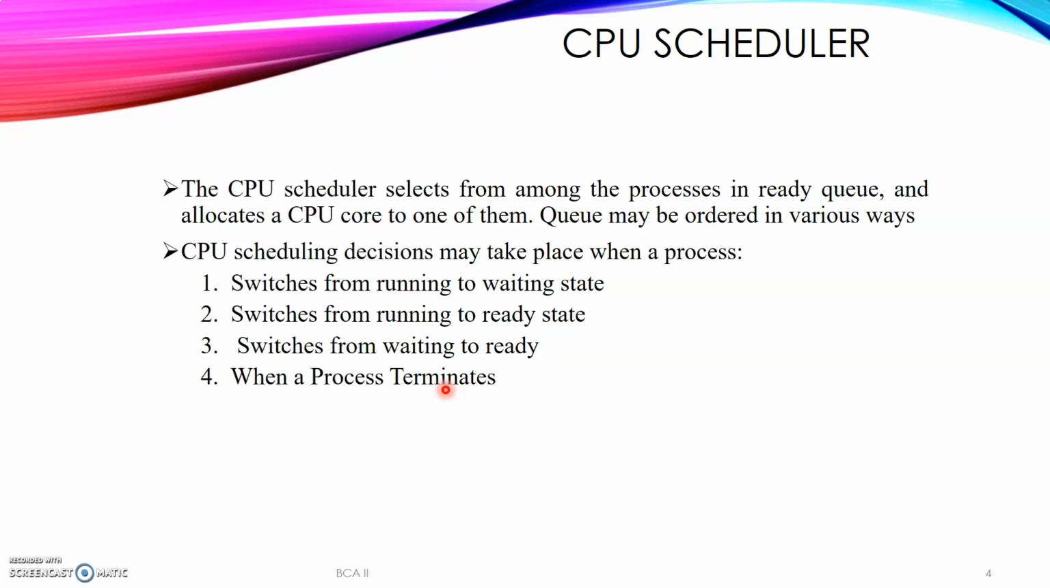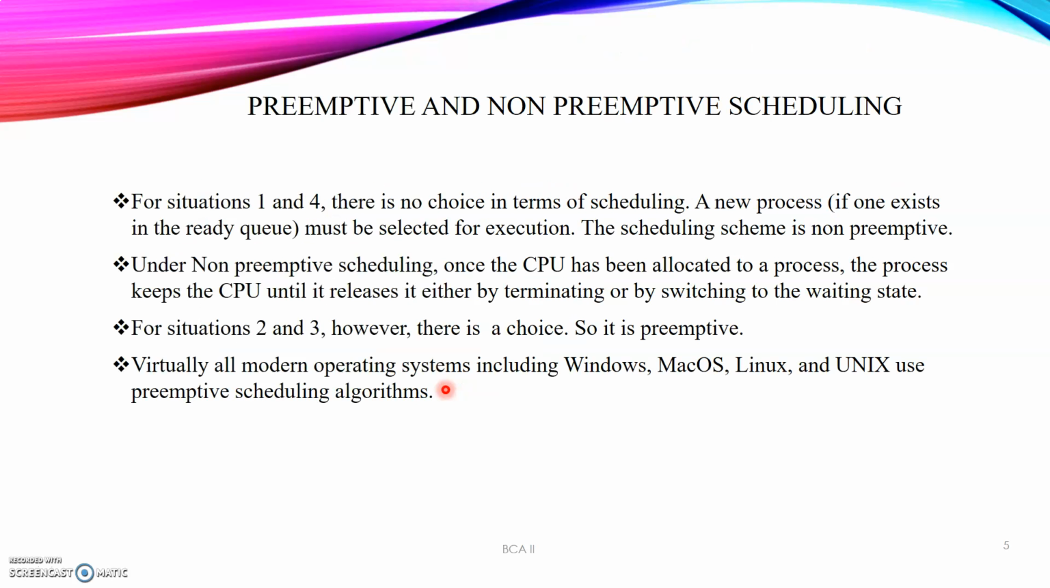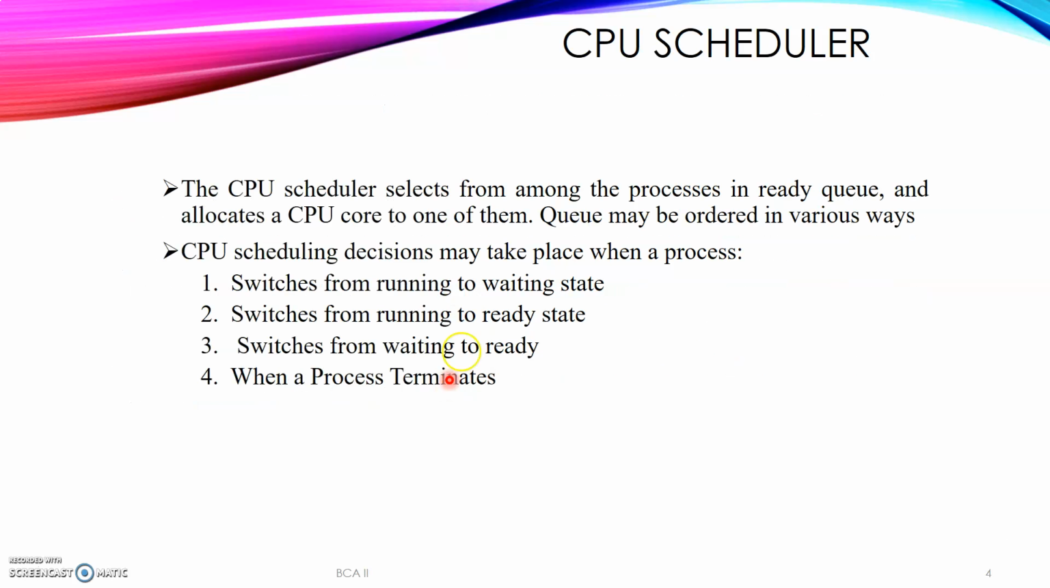Now, in situations 1 and 4 there is no choice in terms of scheduling. Because as soon as the process terminates, as soon as it finishes, it exits the queue. So definitely the CPU has to take another process. Whichever is next will come. There is no choice for the CPU.